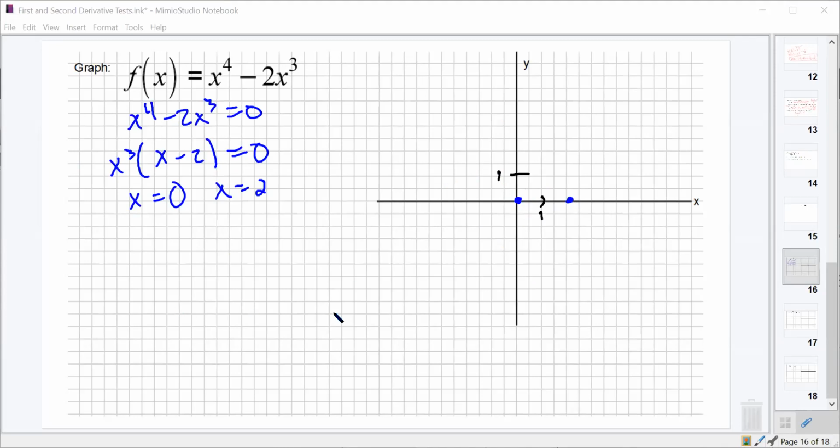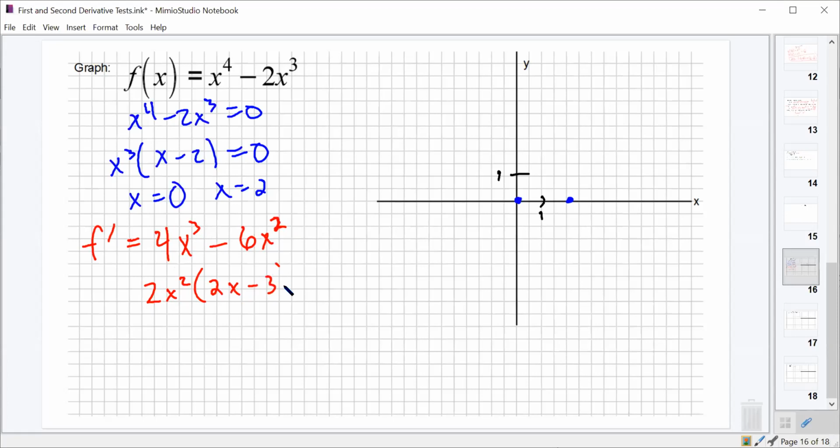So our next step then is to figure out when the function increases and decreases and when it has local maxima and minima. So that'll be a derivative test. First derivative, f prime is 4x cubed minus 6x squared. Everybody agree with that? Okay, so we've got 2x squared times 2x minus 3.